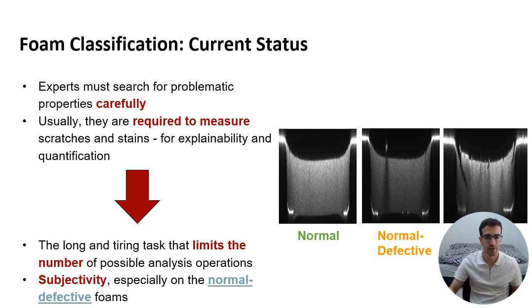Here we can see 3 profiles from different foams. There are barely any differences between them. However, they are labeled with 3 different quality labels. From left to right, we can see a normal foam, a normal defective, and then on the right, a defective foam.